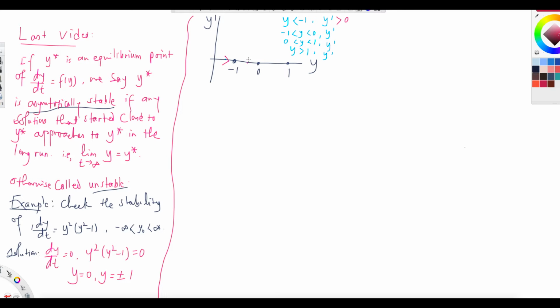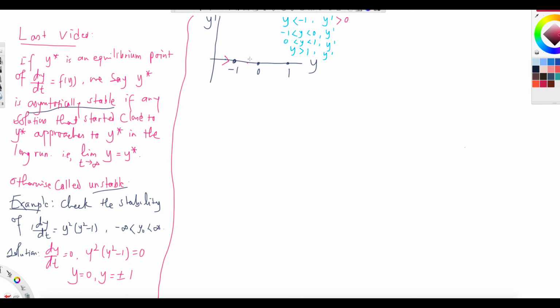So let us plug in another test point from this piece. Let's plug in negative 0.5, okay? If you plug in negative 0.5 here, you will get positive 0.25 for y squared, and positive 0.25 minus 1 will be negative 0.75, right? And then times that, it will be negative.